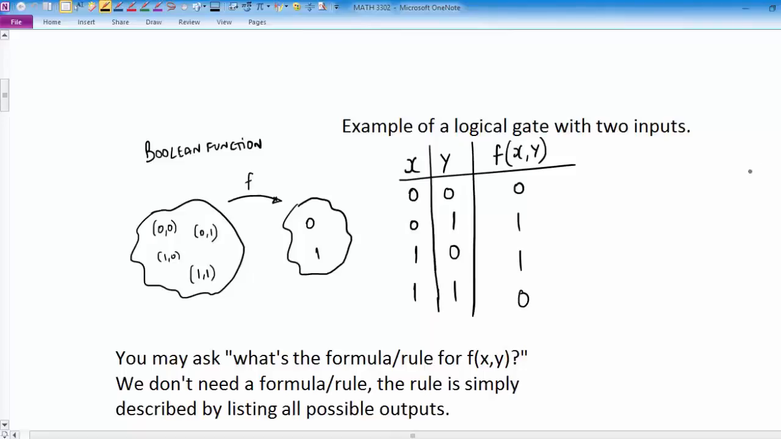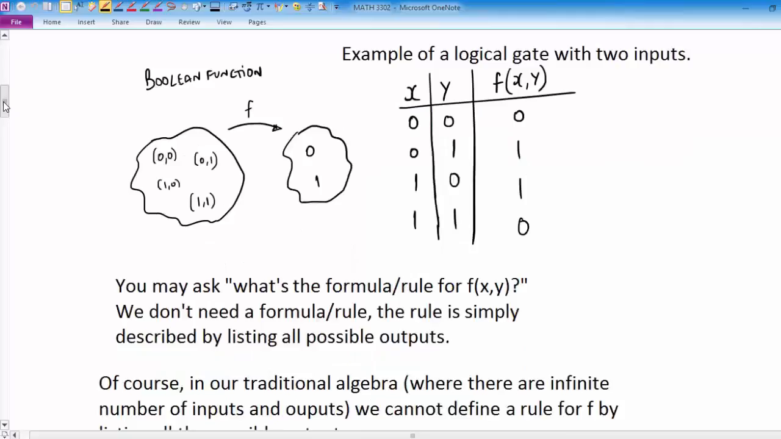Now, usually when we talk about a function, we think about a mathematical formula. For this particular Boolean function here, we may ask, what is the formula for that? How do we obtain a mathematical formula that will give these outputs? Now, for Boolean functions, we don't actually need a formula. The rule for the function is described by simply listing all possible outputs.